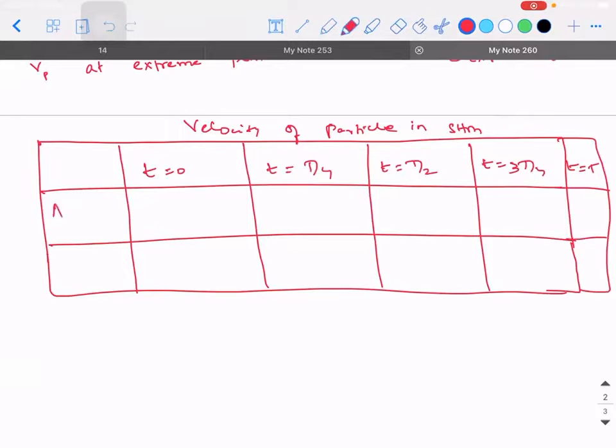So the velocity of the particle is Aω cos ωt, correct? Or can I write it as Aω cos of, how can you write ω in terms of 2π and capital T? It is 2π/T into t. Guys, is there any doubt? I hope it is clear, right?